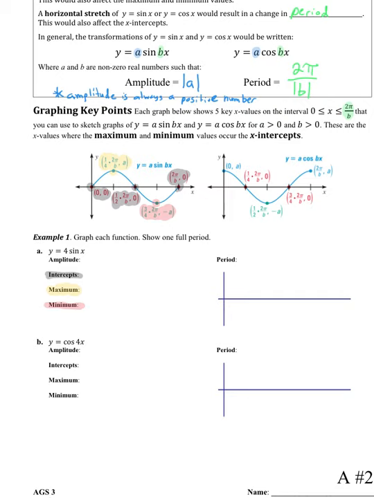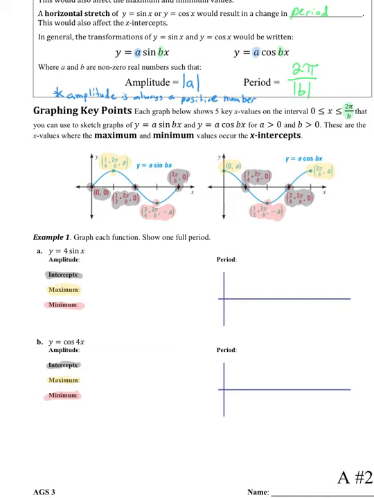Very similarly, the cosine function is going to have 5 points, but slightly different. It's only going to have 2 intercepts. But it makes up for that because it's going to have 2 maximum values, because it peaks at the start of the period and it peaks at the end of the period. And then finally, it has 1 minimum value, but that makes up the 5 key points for a cosine function.